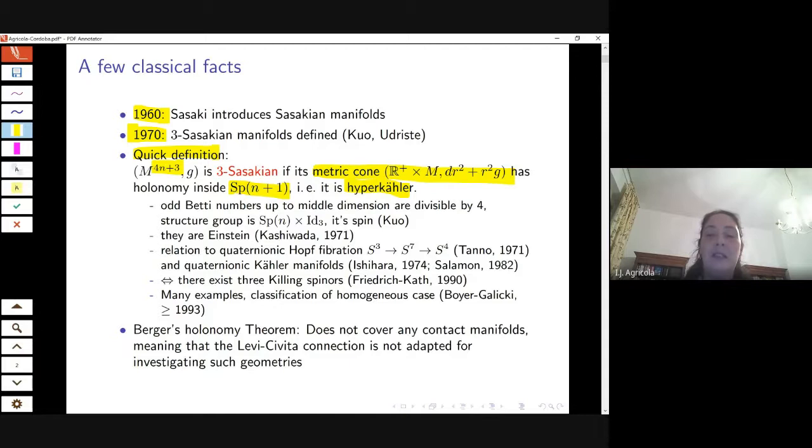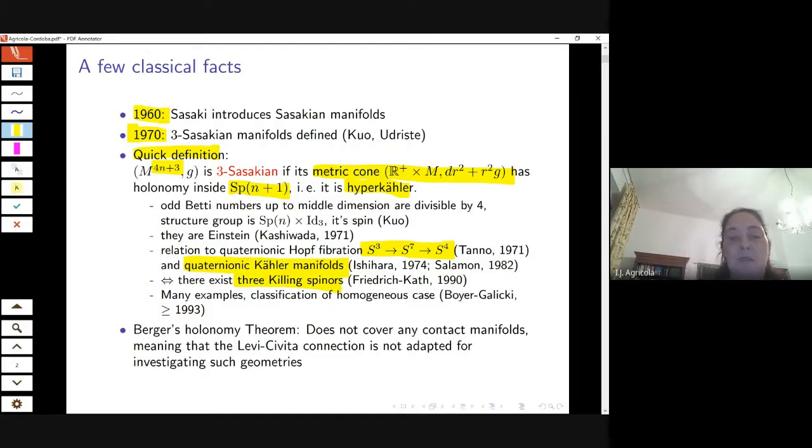They are Einstein. The classical quaternionic Hopf fibration is actually the role model of such a geometry, as S^7 with that fibration. And there is a deep relation to quaternionic Kähler manifolds, which actually will play a big role in this talk. A manifold in dimension 4n plus 3 is 3-Sasakian if and only if it admits 3 Killing spinors. Now we saw above that it has to be a spin manifold, so having good spinorial properties is not that surprising. And you know that I love spin geometry, so this is a hint that there's some deep connection going on. There are many examples known, many inhomogeneous examples, but in particular, there's also a classification of the homogeneous case.